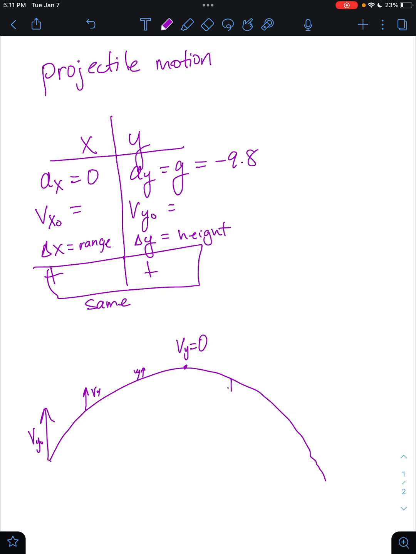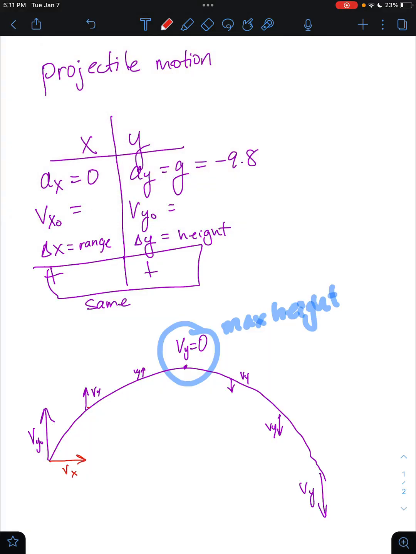That vertical velocity then turns around and starts heading back downwards, and at the same height, you're going the same speed, but just in the opposite direction. Notice that right before you hit the ground, your velocity is not 0, only at the top of the path right here. You could call that your maximum height. That would be a place that your y velocity is equal to 0. Now your x velocity is actually not 0. Your x velocity is constant. Whatever your starting x velocity is, you keep that x velocity the whole time. So you keep moving forward the whole time.